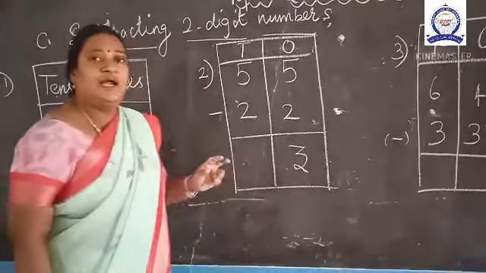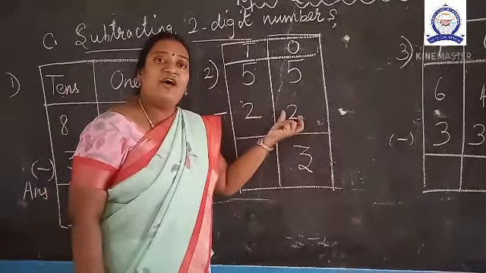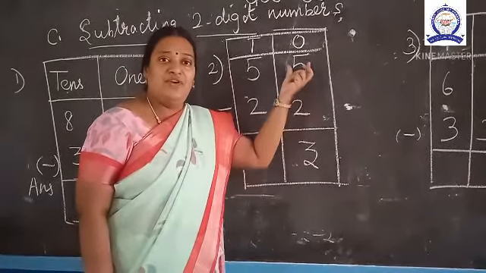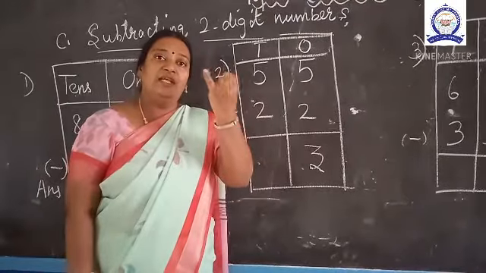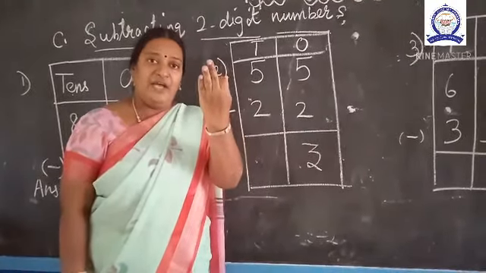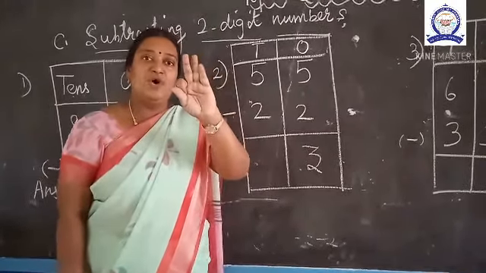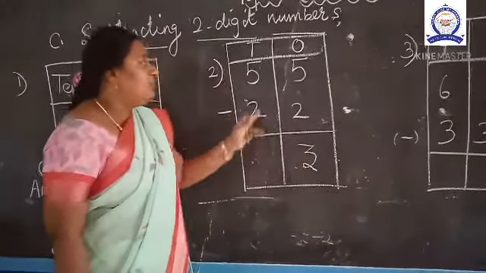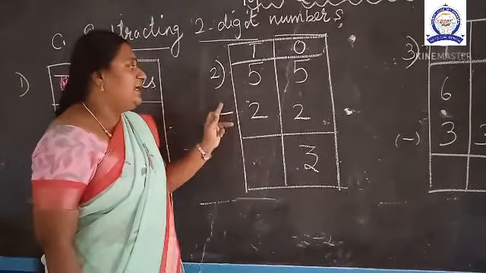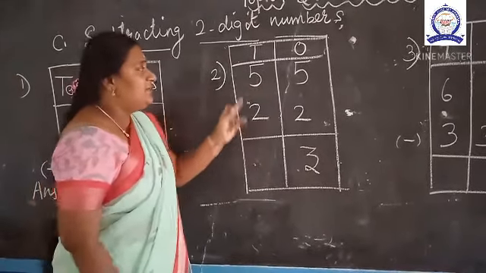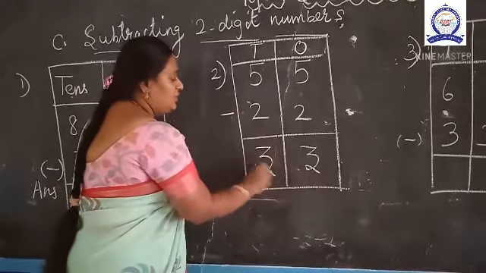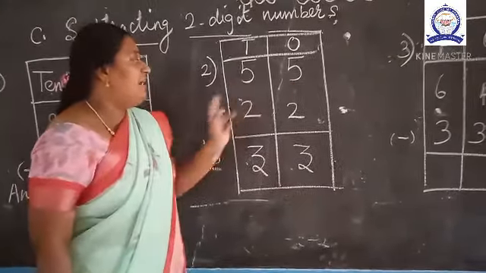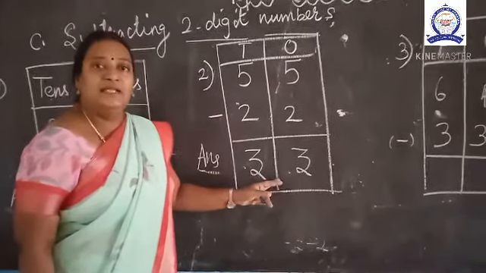This is one method. Another method is you count after 2 up to 5. Count from after 2 up to 5. So after 2, 3, 4 and 5. How many fingers? 3. So your answer is 3. Similarly you have to subtract the tens column. 5 minus 2. So same answer. 5 minus 2 is 3. So your total answer is, what is your answer? 33. 55 minus 22 is 33.